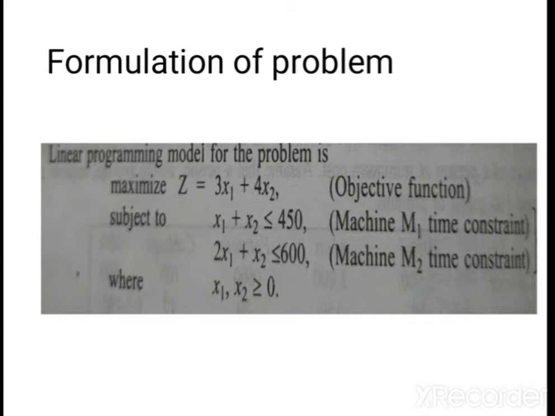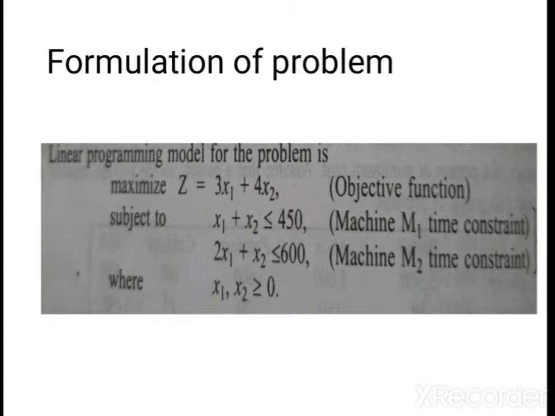x1 is the number of A products, and each requires 1 minute, so 1 minute into x1 is x1. x2 is the number of B products. Each B product requires 1 minute, so the number of minutes required for x2 products is x2. So x1 plus x2 is less than or equal to 450. This will be the first constraint for the M1 machine.